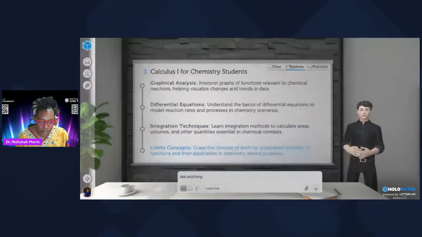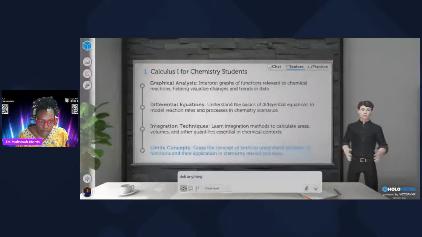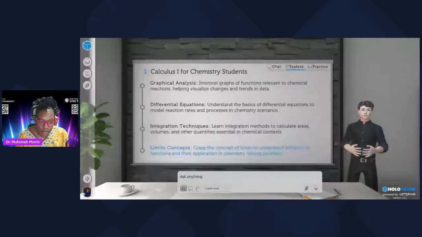Understanding limits is crucial for grasping the behavior of functions at points of interest, particularly as we approach them. In chemistry, this concept helps predict reaction rates or concentrations over time. For example, examining the limit of a reactant concentration as time approaches infinity can indicate the reaction's completion, guiding computational models and laboratory experiments effectively.